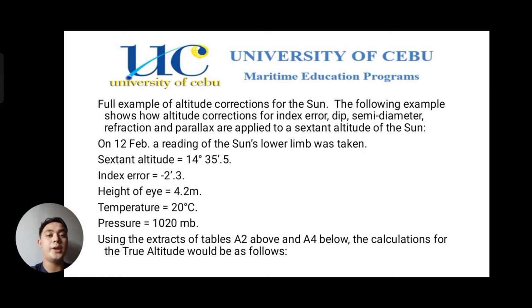On 12 February, a reading of the sun's lower limb was taken. The sextant altitude is 14 degrees 35 minutes point 5. Our index error is negative 2 minutes point 3, our height of eye is 4.2 meters, our temperature is 20 degrees Celsius, and our pressure is 1020 MB. Using tables A2 above and A4 below, the calculation for the true altitude is as follows.